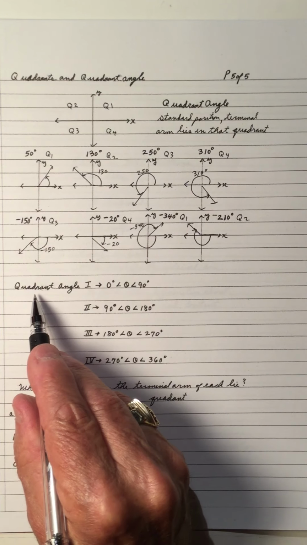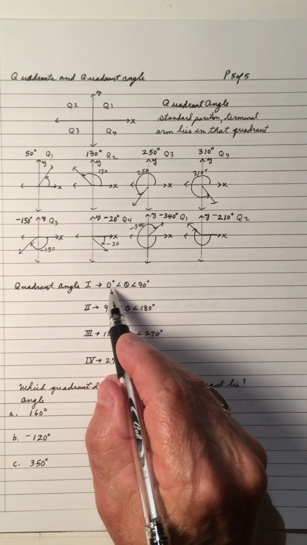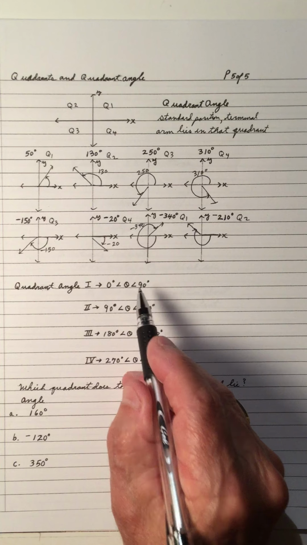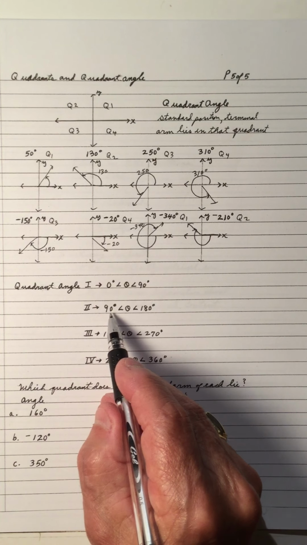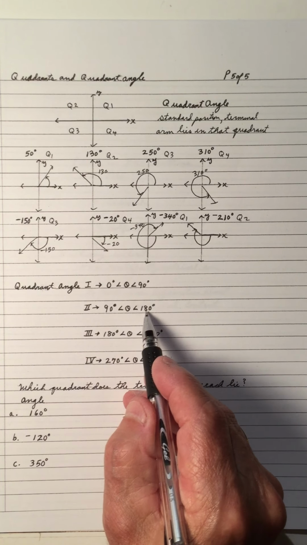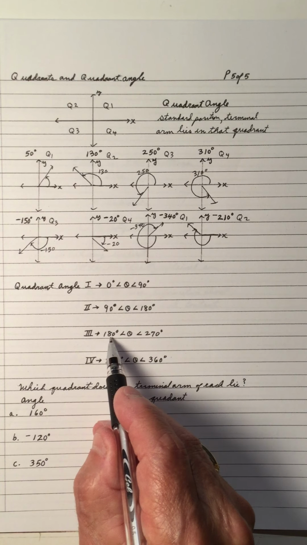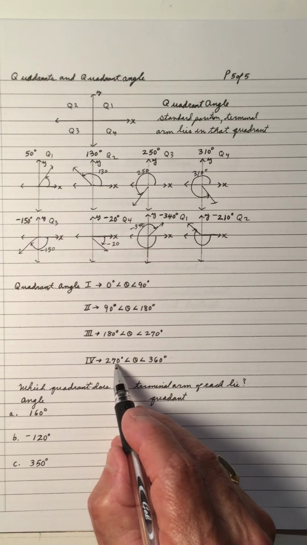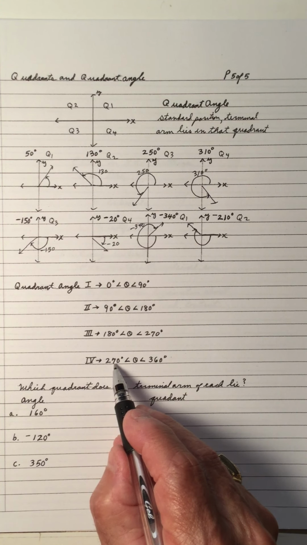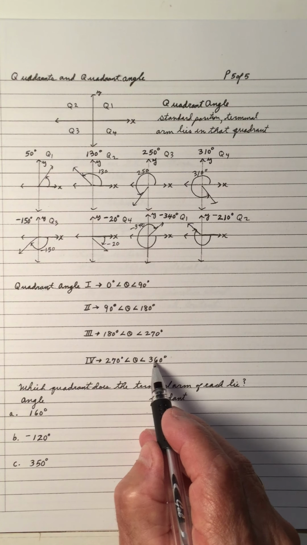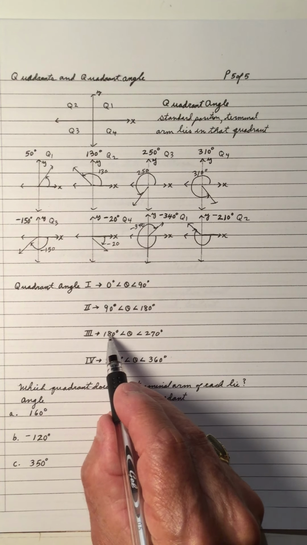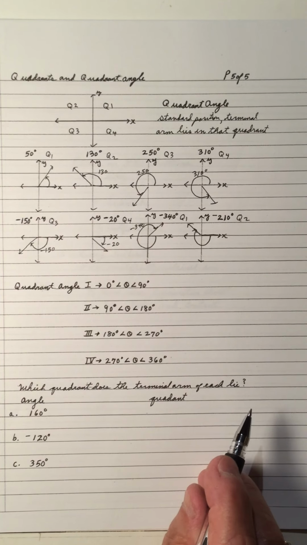And just to repeat, the first quadrant angle ends up between 0 and 90. A quadrant 2 angle ends up between 90 and 180, no matter what the rotation. Quadrant 3, between 180 and 270. A quadrant 4 angle ends up between 270 and 360. Notice that when we say this, 270 is less than theta, less than 360. So theta is between 270 and 360. Notice theta is between 180 and 270.